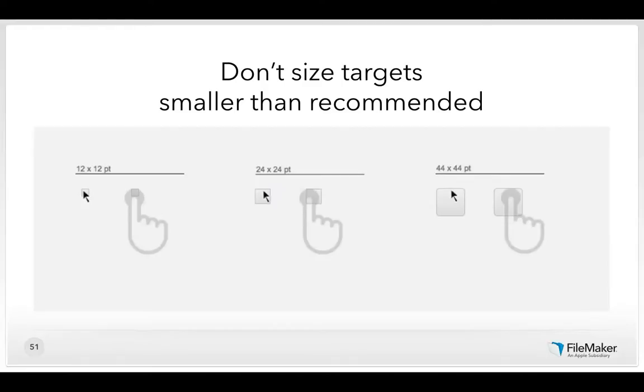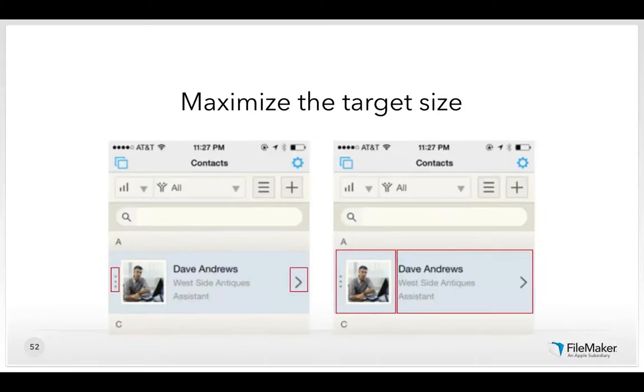And on a touch device, the smallest that you really should use is 44 pixels by 44 pixels. Anything smaller than that is really going to be very fiddly and hard to get correct. And in fact, what you really want to do is maximize the target size.